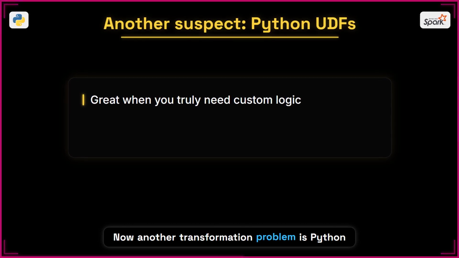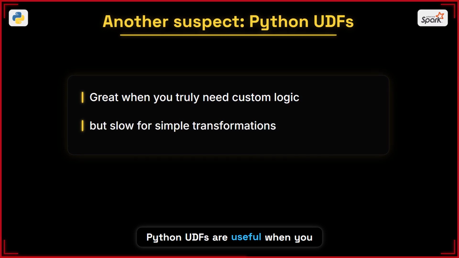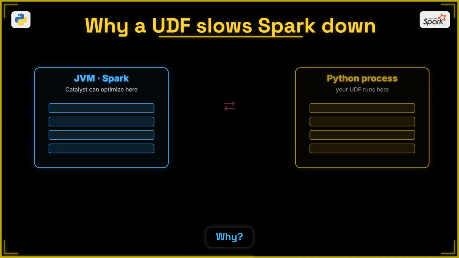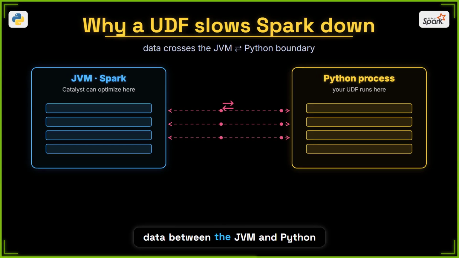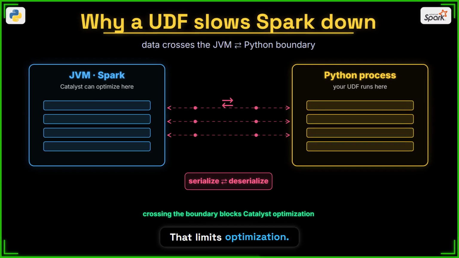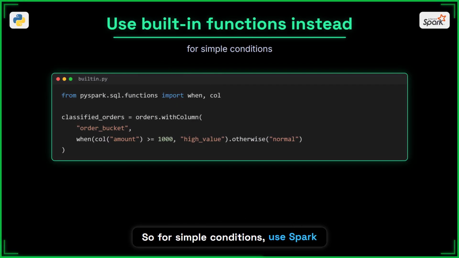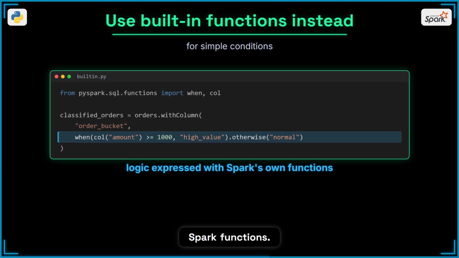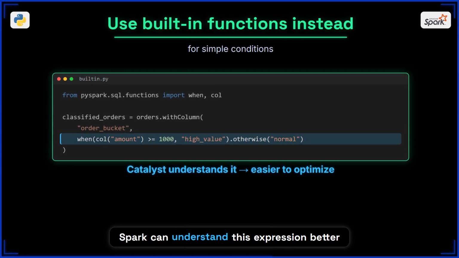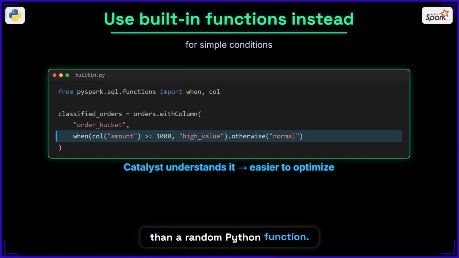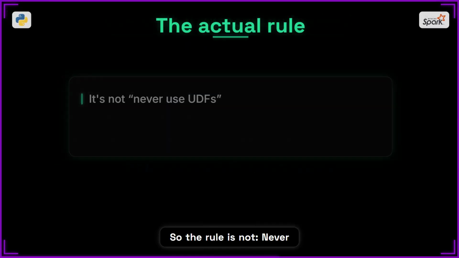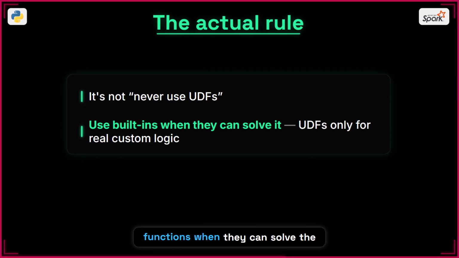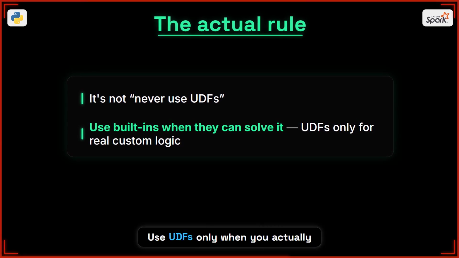Now, another transformation problem is Python UDFs. Python UDFs are useful when you truly need custom logic, but for simple transformations, they can slow Spark down. Why? Because Spark may need to move data between the JVM and the Python process. That limits optimization. So, for simple conditions, use Spark built-in functions. Here, the logic is written using Spark functions like withColumn, when, otherwise, and col. Spark can understand this expression better than a random Python function. That makes the job easier to optimize. So, the rule is not never use UDFs. The rule is use Spark built-in functions when they can solve the problem, and use UDFs only when you actually need custom logic.